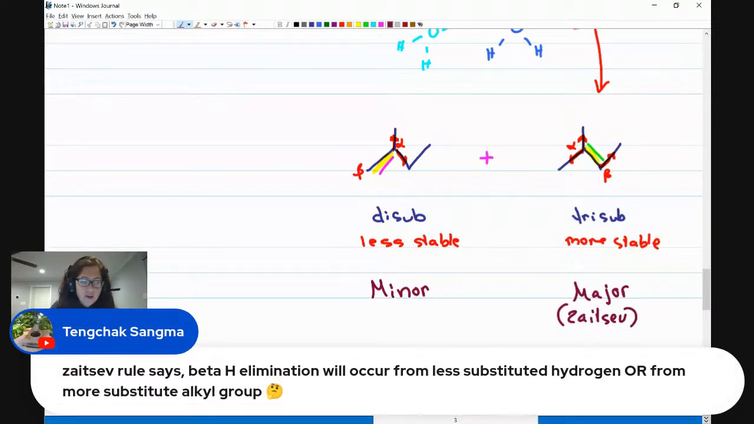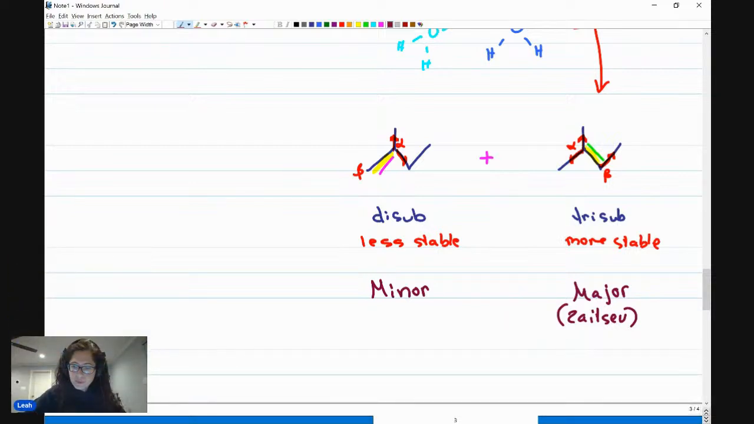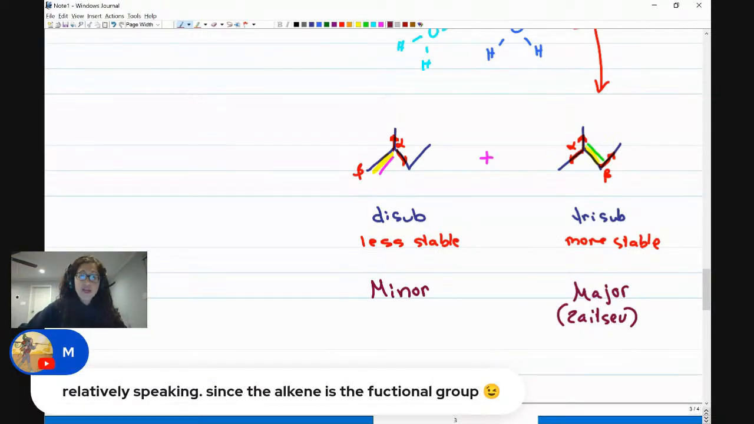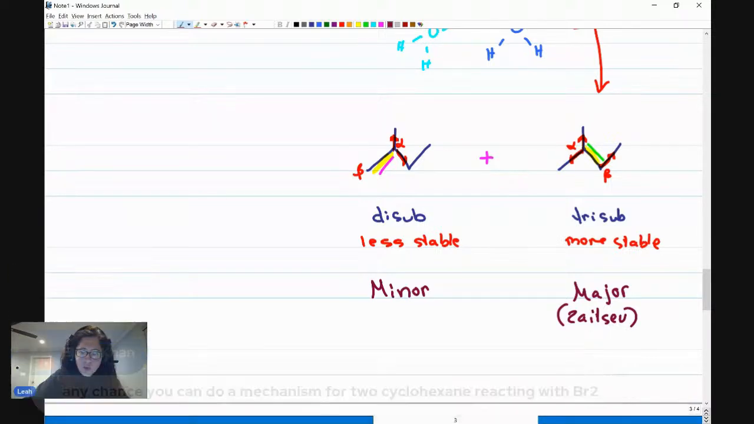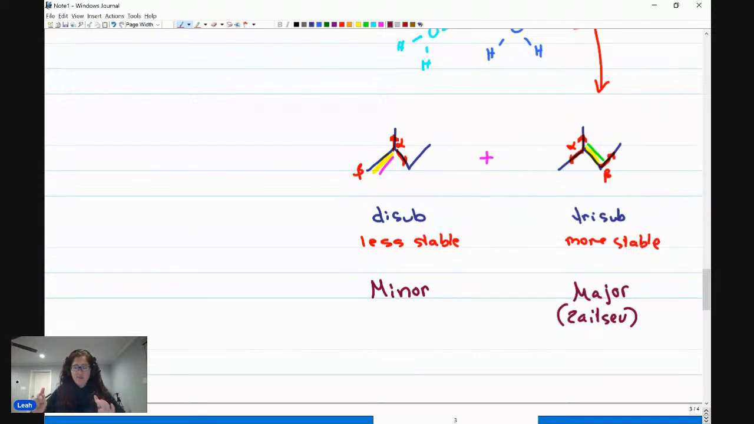And I see a comment here. Zaitsev's rule says beta hydrogen elimination will occur from the less substituted hydrogen or from the more substituted. I'm not sure what you're saying here. It will be the more substituted, more stable product, and that comes from eliminating at the more substituted position. Relatively speaking, since the alkene is the functional group. Yes, in a situation like this, you are absolutely correct. The alkene as the functional group is the most substituted. We're going to stick to elimination reactions today, but if you want to cover any other topic, email me and we can discuss that separately.